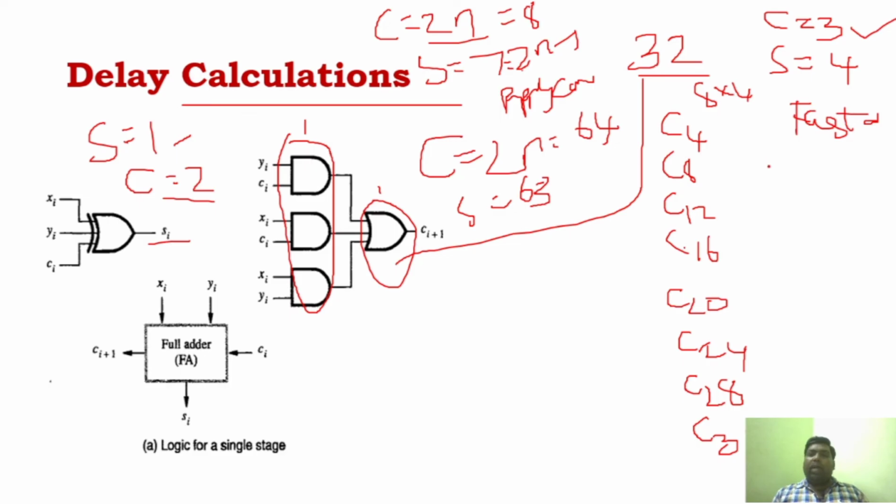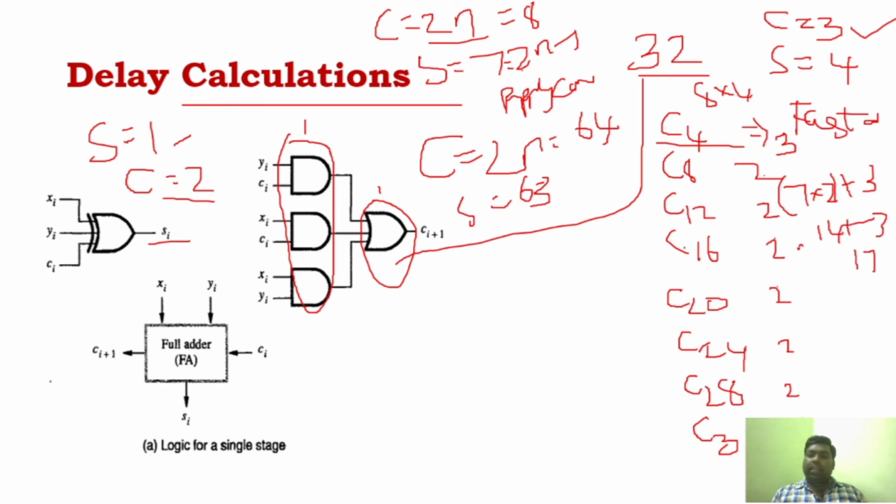Got it? Now understand, only for the first adder, I'll generate 3 for carry, and apart from that, everything is 2. Now consider this one: 1, 2, 3, 4, 5, 6, and 7. So totally 7 into 2 plus 3, correct? 7 into 2 is 14, plus 3 is 17. So for carry, it needs 17 delays.